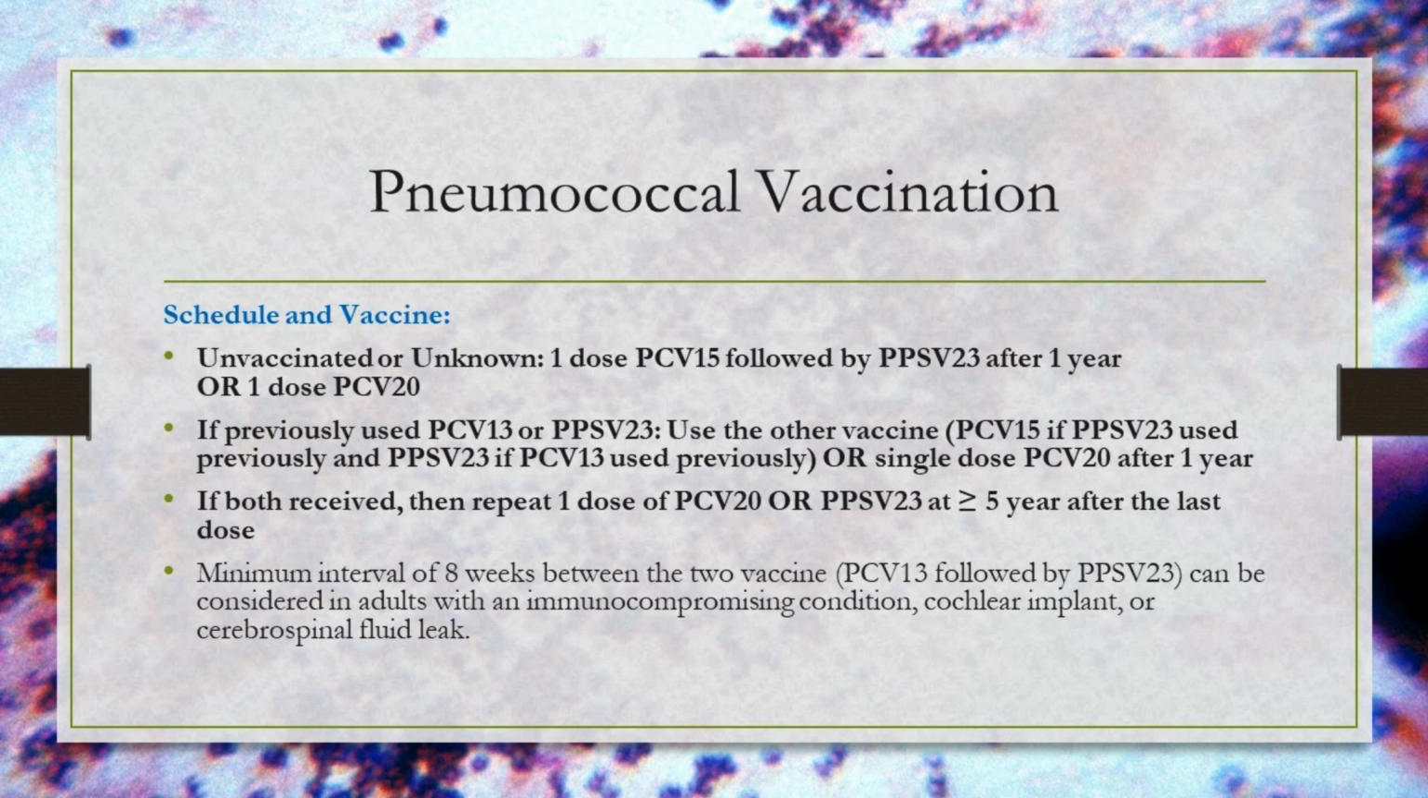If the patient has received both vaccines, then a repeat of 1 dose of PCV20 or PPSV23 at greater than or equal to 5 years after the last dose is given. A minimum interval of 8 weeks between the two vaccines, that is PCV13 followed by PPSV23, can be considered in adults with immunocompromising conditions, cochlear implants or CSF leak, so as to rapidly prevent pneumococcal meningitis infection.